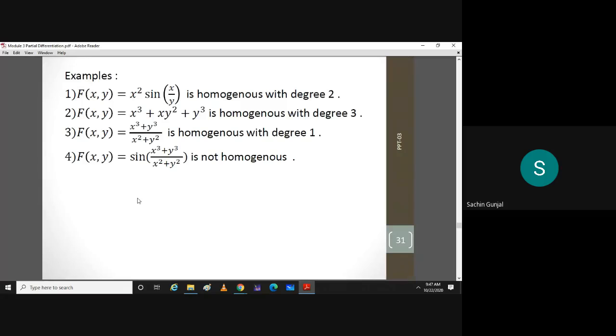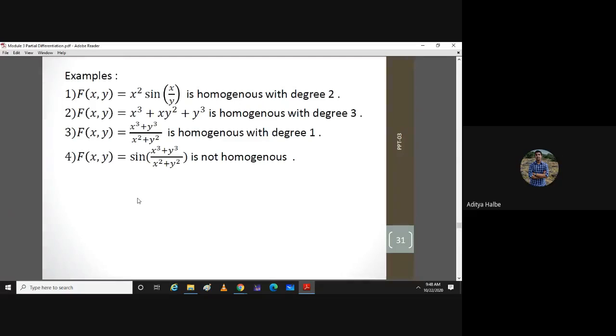Your voice is breaking. Whenever there is an additional constant in a polynomial, it won't be homogeneous, like x cube y cube plus 1 or x cube y cube minus 5. So such polynomials won't be homogeneous. That's what I was saying. Am I audible clearly? Yes, sir. Okay. Noted? Can we go ahead?